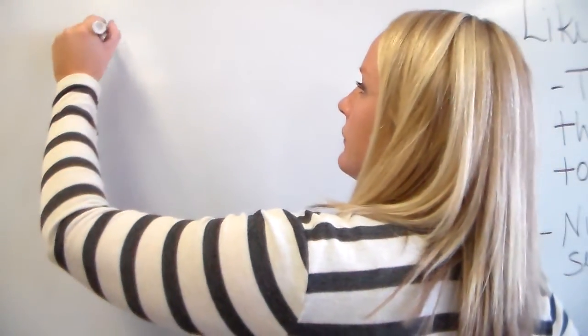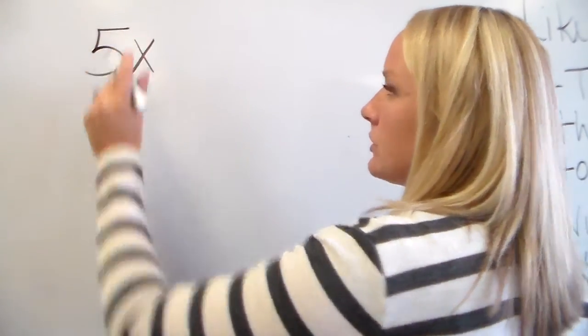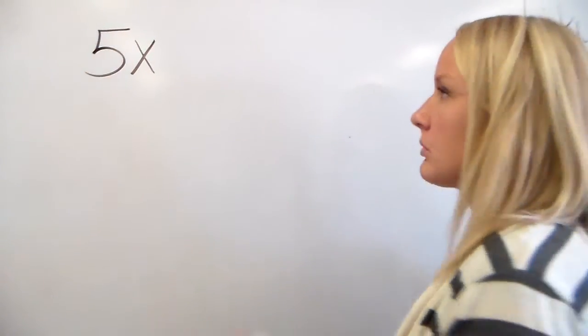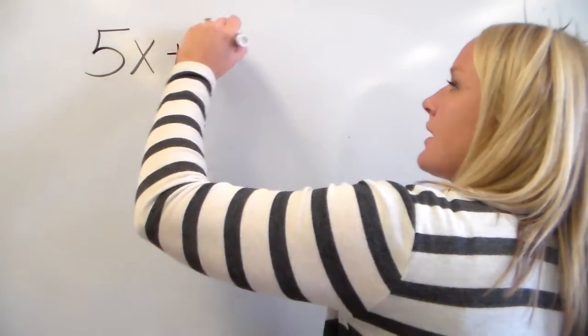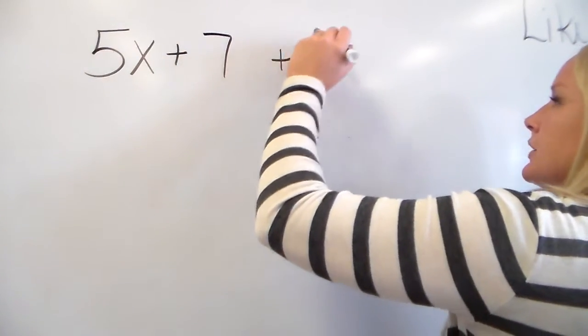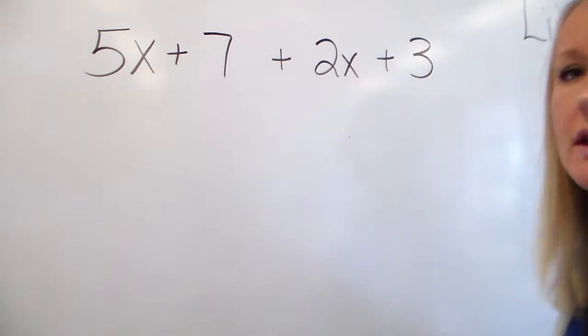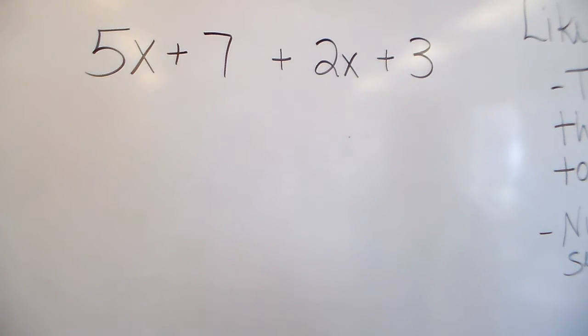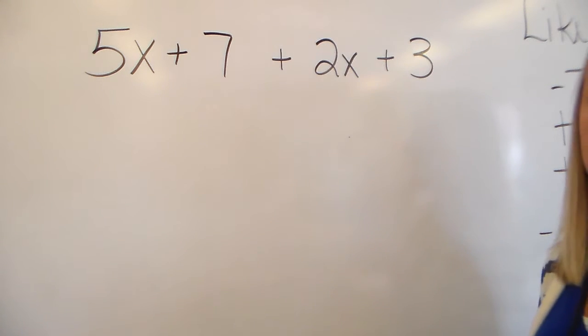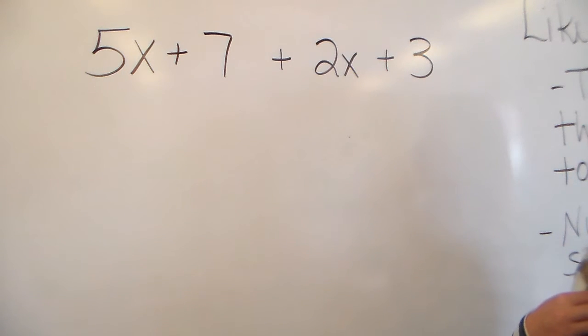Okay? So I'm going to give you a math sentence that has a lot of information in it. Let's say I have 5x, not sure why I'm stuck on the 5x today, plus 7 plus 2x plus 3. And I made it easy at first. We're only dealing with addition here. I need to find and identify my like terms. I put different shapes around my like terms.